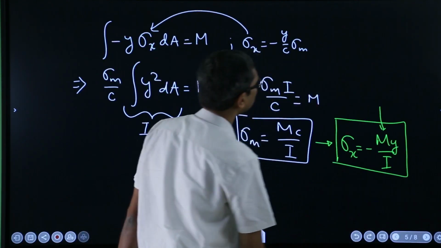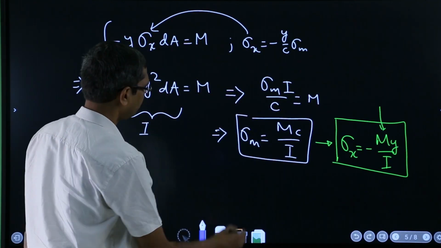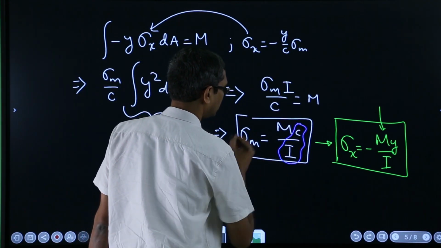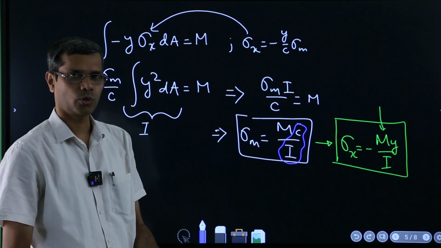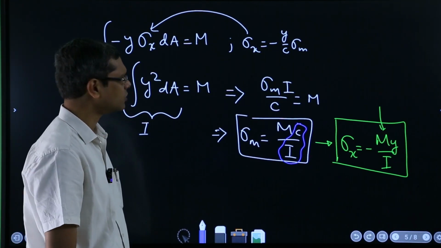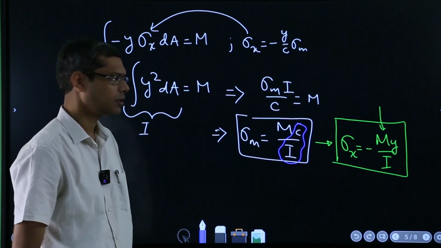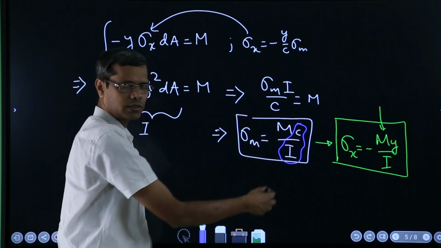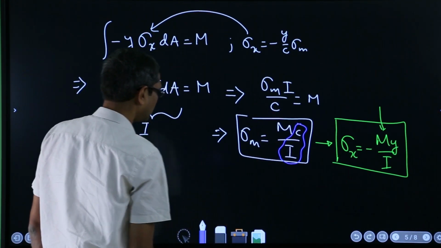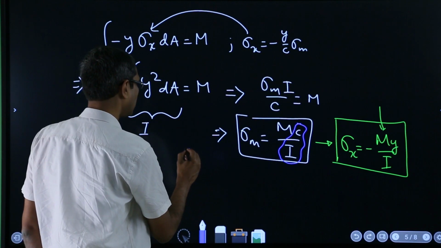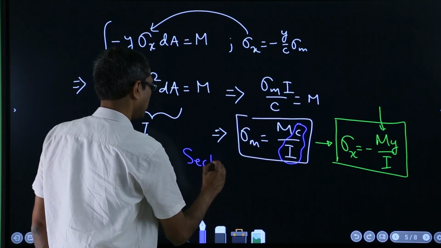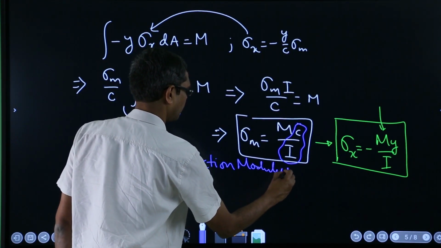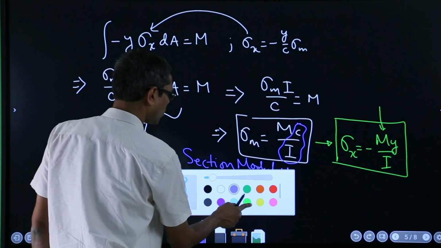Now, just remember one thing here. Note one point, that this part of the equation deals only with the cross sectional property, the moment of inertia and the farthest fiber's distance. The other thing is just the external load. This term has been given a name called section modulus.